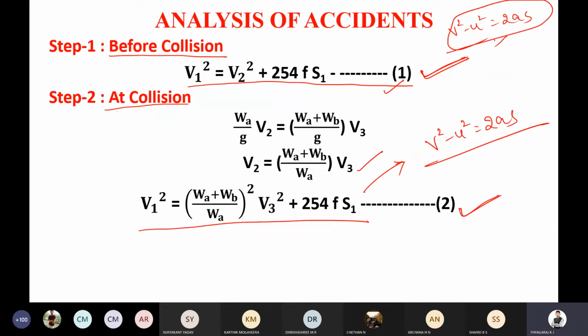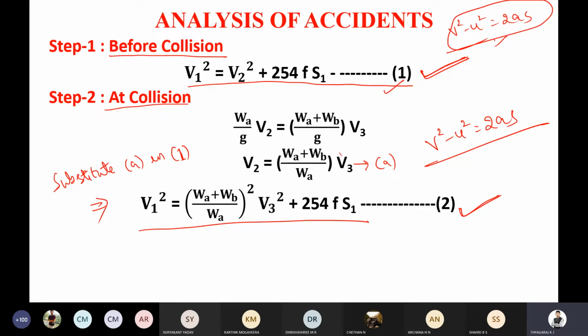So substitute this in equation 1. Make a statement here: substitute A in equation 1. So this implies V1 square is equal to V2 square formula, write down.